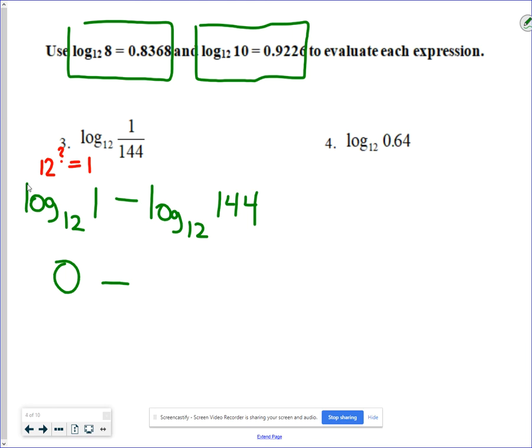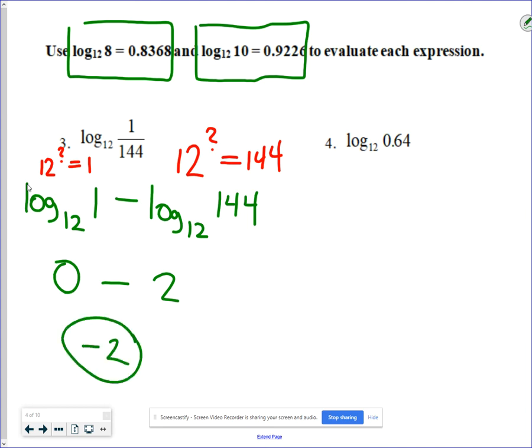Well, what's log base 12 of 144? Well, you can do it actually 2 ways. You can think of it as 12 to what power is 144? And that is 2. So the answer to this would be just negative 2. Another way you could have done log base 12 of 144 is you could have thought 144 is really 12 squared. And then look, the bases match here, so that's why it's 2.